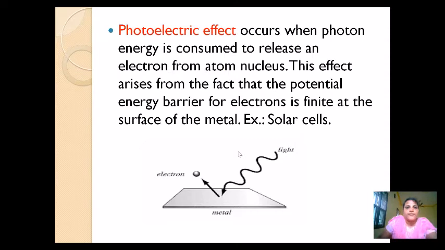And the fourth one is the photoelectric effect. When a metal surface is irradiated with incident light or visible light, the electrons are released or ejected from the material. This is called the photoelectric effect. This is also an interaction of radiation with matter.